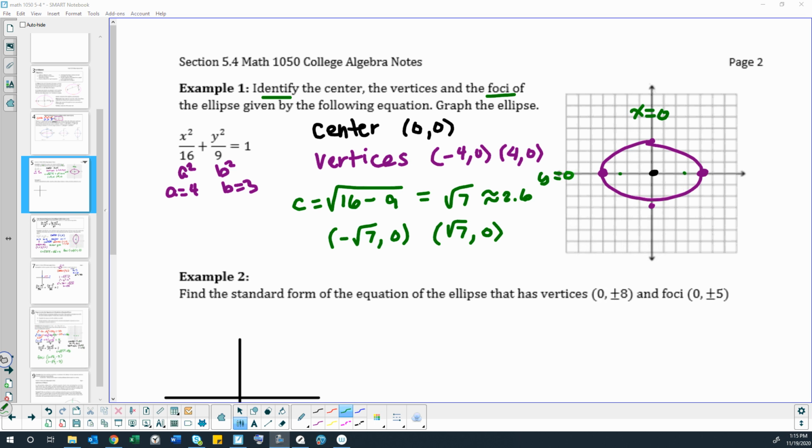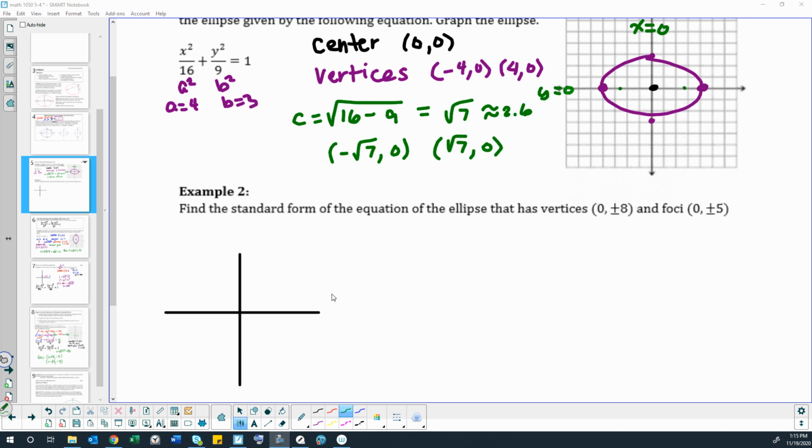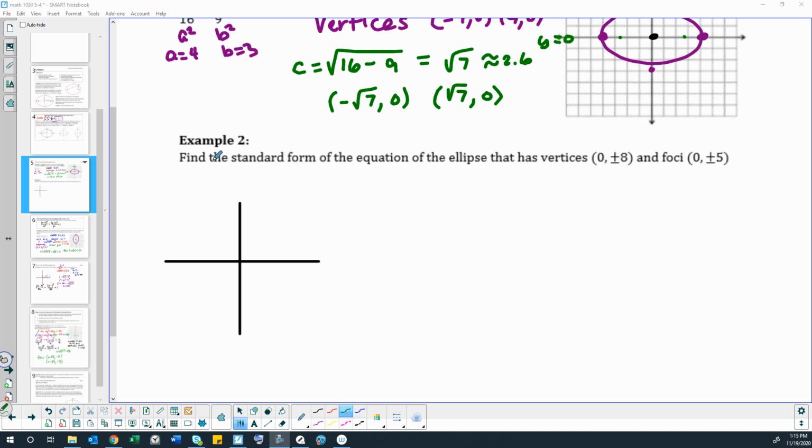Section 5.4, ellipses. So we just looked at example 1 where we had an ellipse centered at 0, 0. They gave us the equation and we were able to identify the center, the vertices from the equation, and then we found c so that we could find the location of the foci and sketch the graph, of course. Okay, next, instead of sketching the graph, we're actually going to be writing the equation, but they're giving us a few details about the ellipse that we could put on a graph to help us see what's happening.